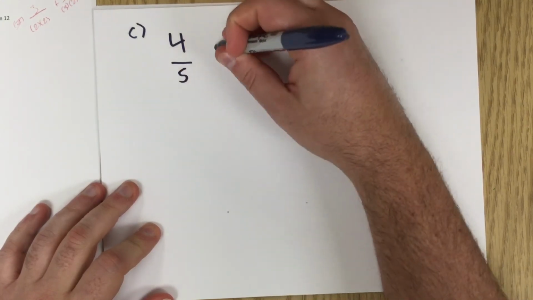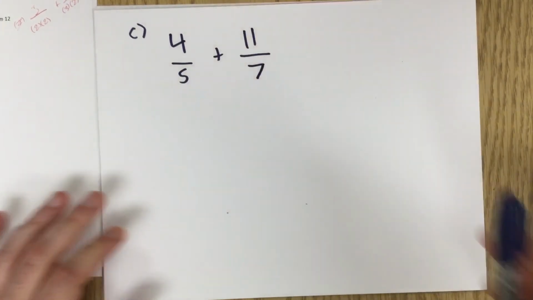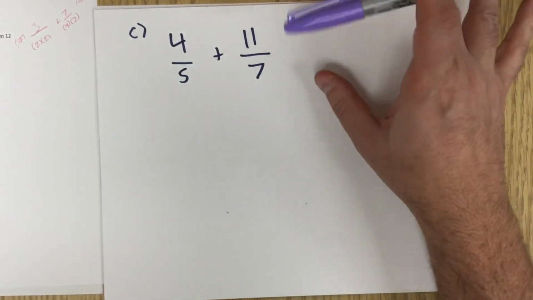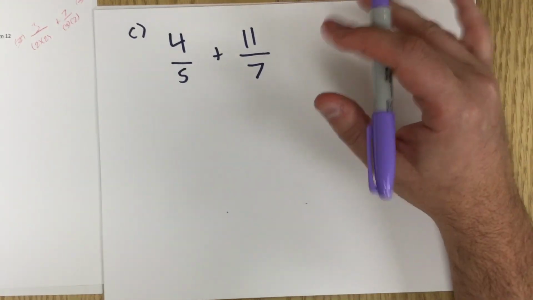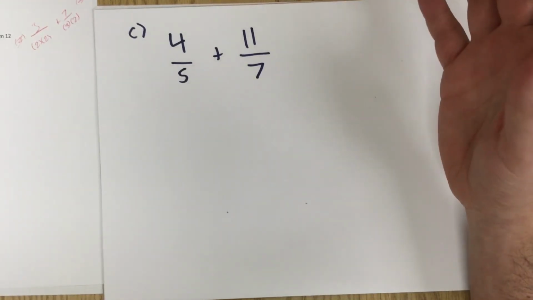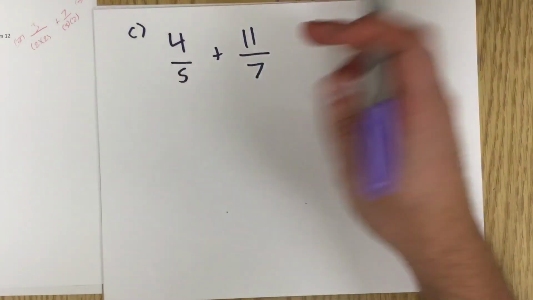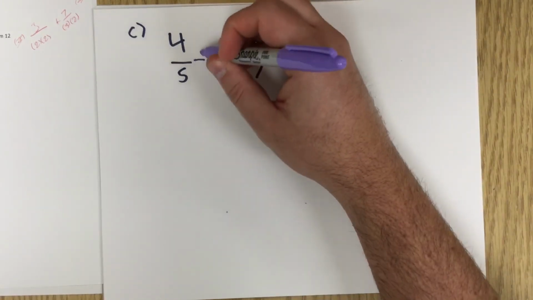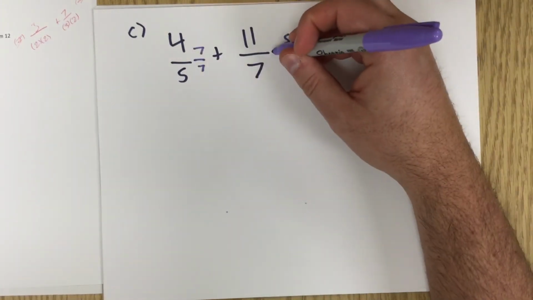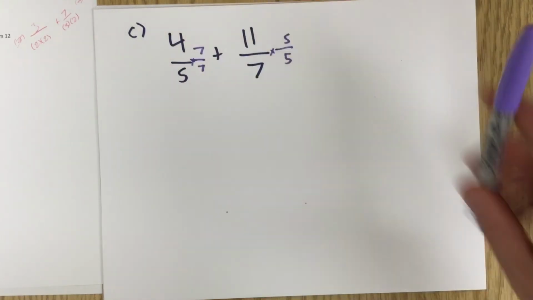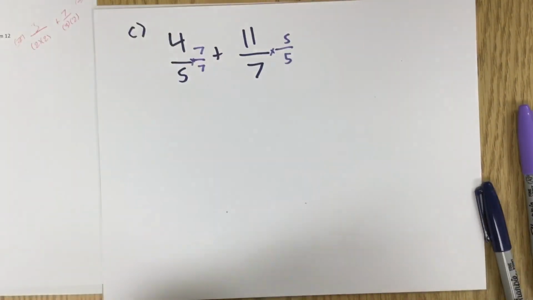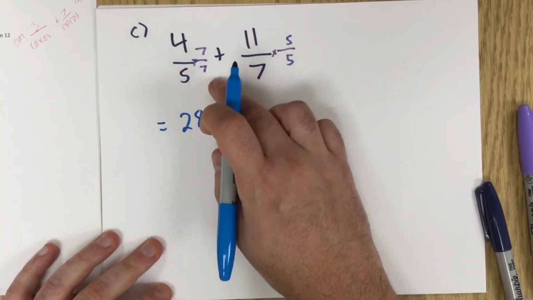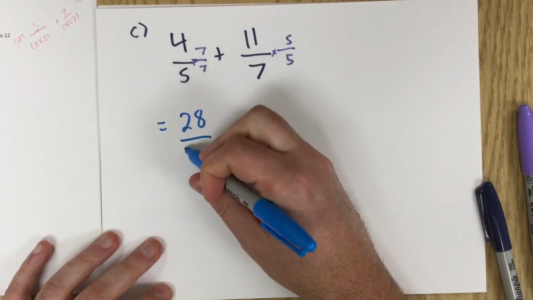4 over 5 plus 11 over 7. Now, if you're not quite sure how to find the common denominator, there's kind of a workaround. This won't give you the lowest common denominator, but it will give you a common denominator. You just multiply by the other denominator. So we're going to multiply this by 7 over 7, and this one by 5 over 5. That gives us 28 over 35, because that's 5 times 7, and that's 5 times 7, so no matter what it is, it's going to be the same.